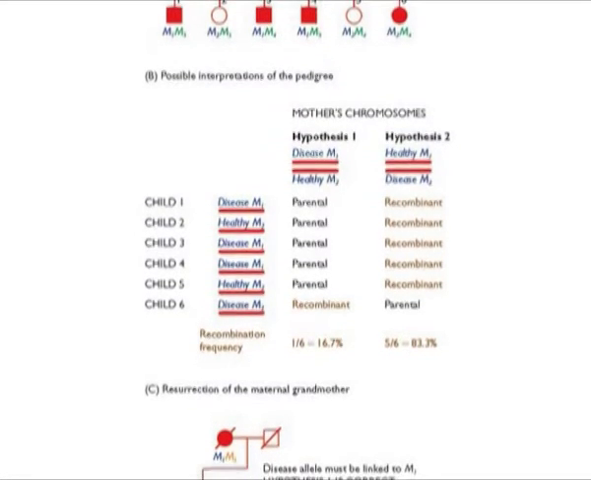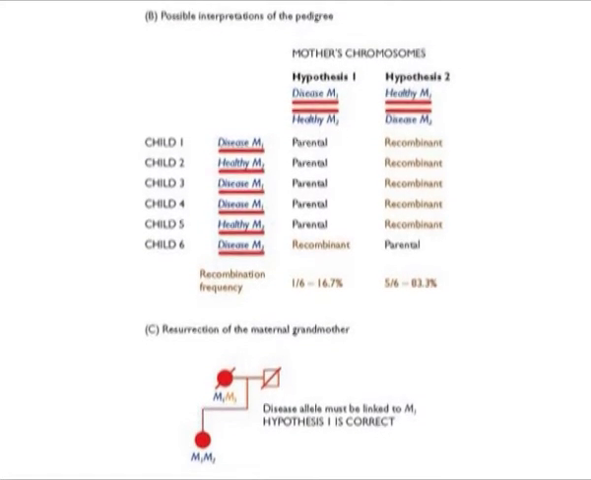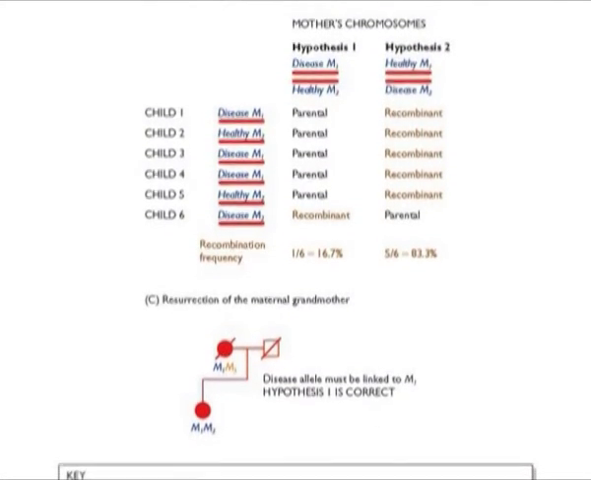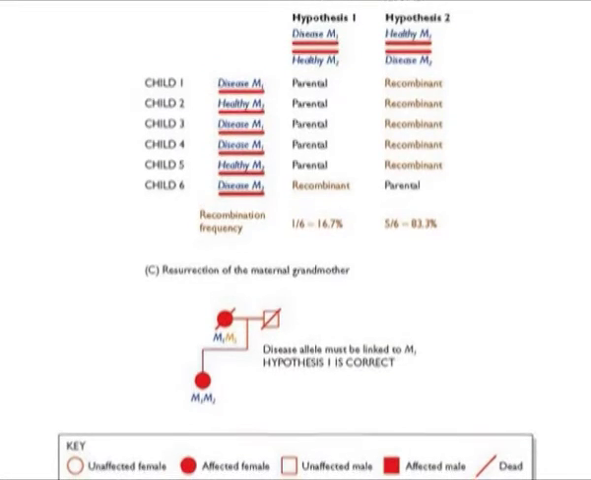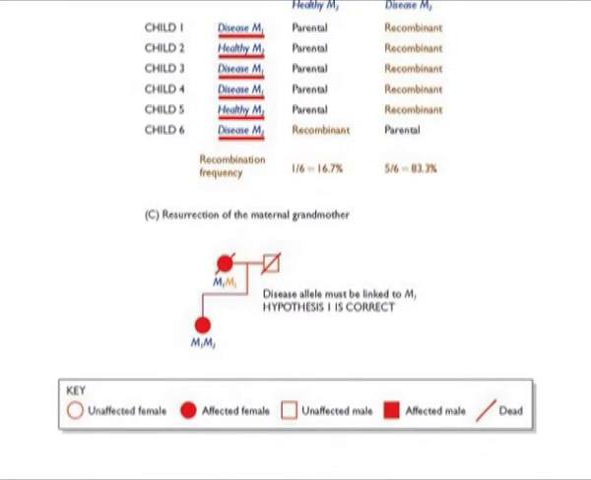Hypothesis 1 gives a low recombination frequency, indicating that the disease gene is tightly linked to microsatellite M. Hypothesis 2 suggests that the gene and microsatellite are much less closely linked. The issue is resolved by the reappearance of the maternal grandmother, whose microsatellite genotype is consistent only with the first hypothesis.